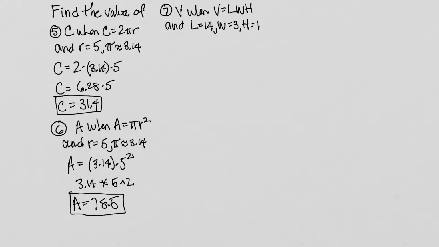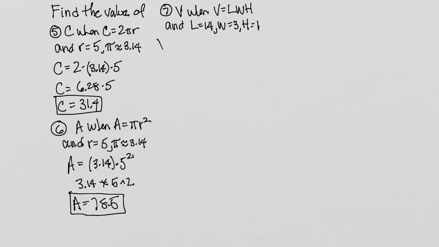Let's see what we can do about finding v here. Now, v is given by this formula here. Here's our formula that the volume, I think this is the length times width times height. That seems to be the volume of a rectangular solid, like a box. So we're given that we want to find the volume. The length of the box is 14, the width is 3, and the height is 1. So let's substitute those values in here, 14, 3, and 1, and just compute.